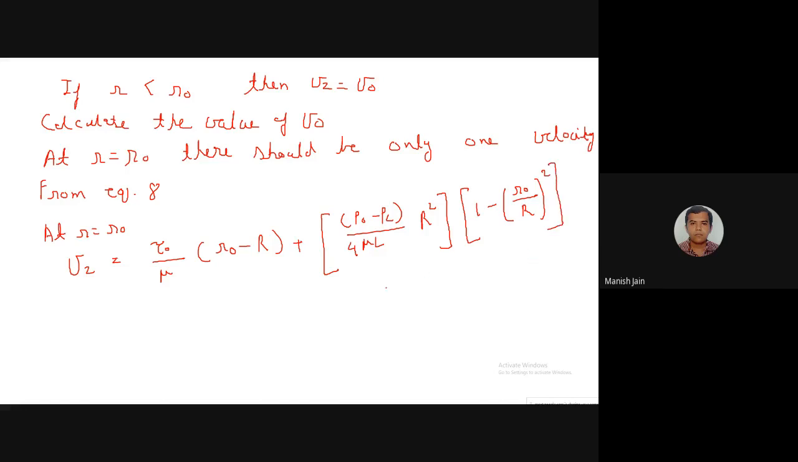Now what is our next consideration? If r moves in the inward direction, for all conditions where r is less than r naught, Vz should be equal to this Vz at r equal to r naught. So the next condition is for all r which is less than r naught.